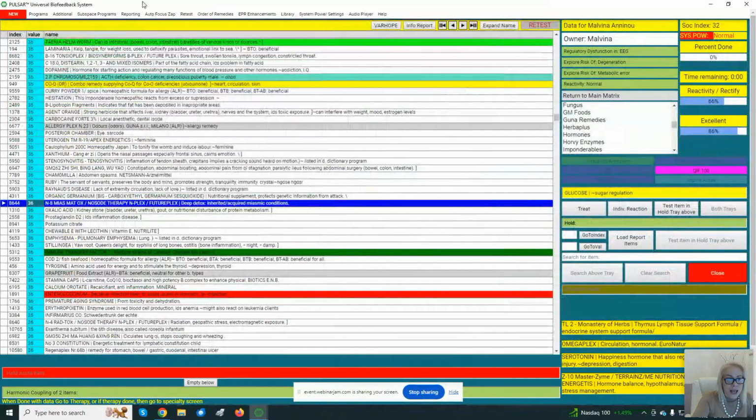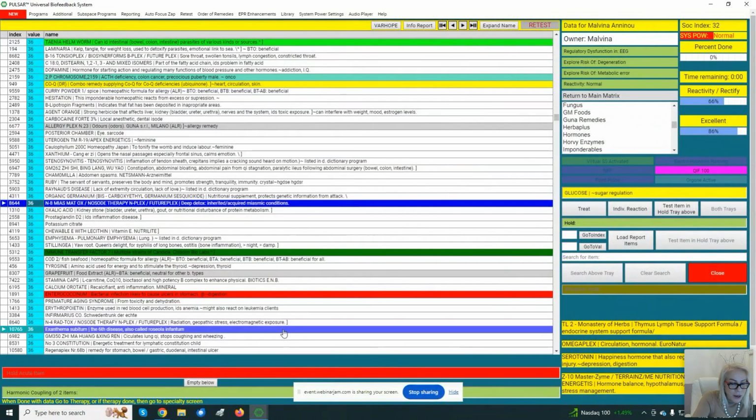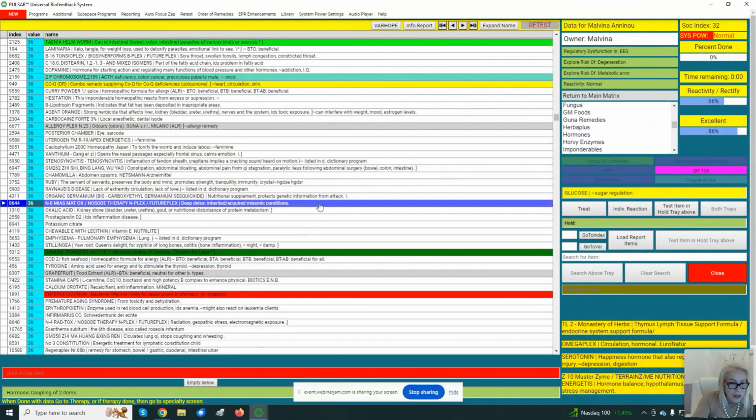And what I would do now, since I want to work on serotonin and the stress, where did my cursor land? On deep detox of inherited and acquired miasmatic conditions. Whoa. Okay, so either DNA or miasms I have to work, and I needed to do a deep detox there. But that's interesting that came up.